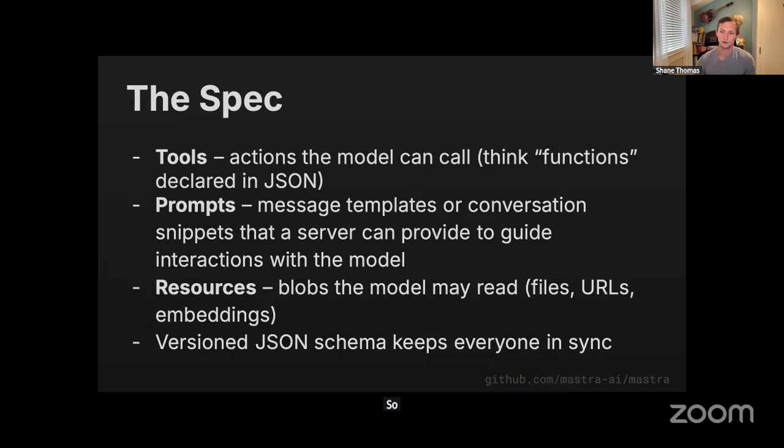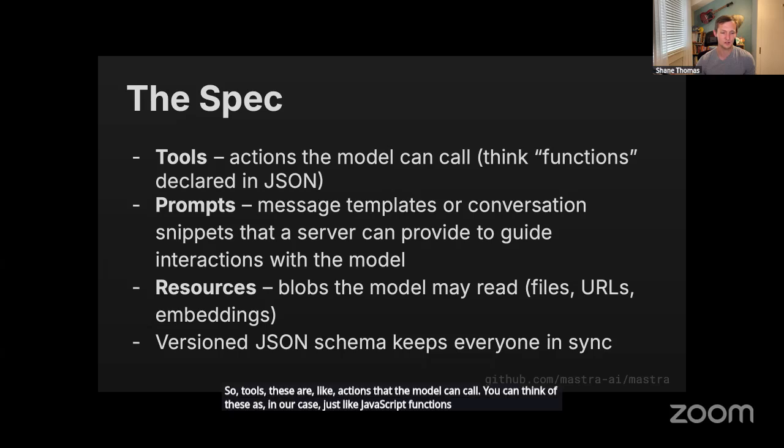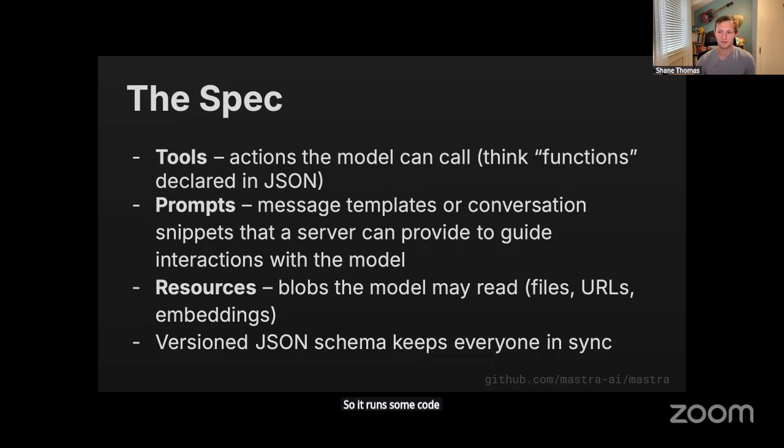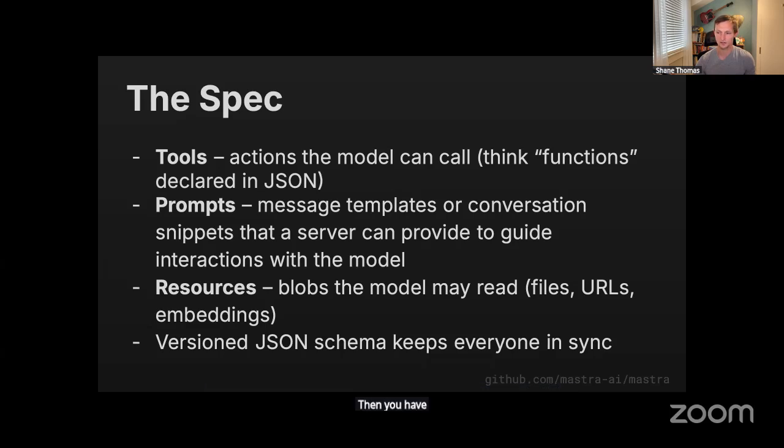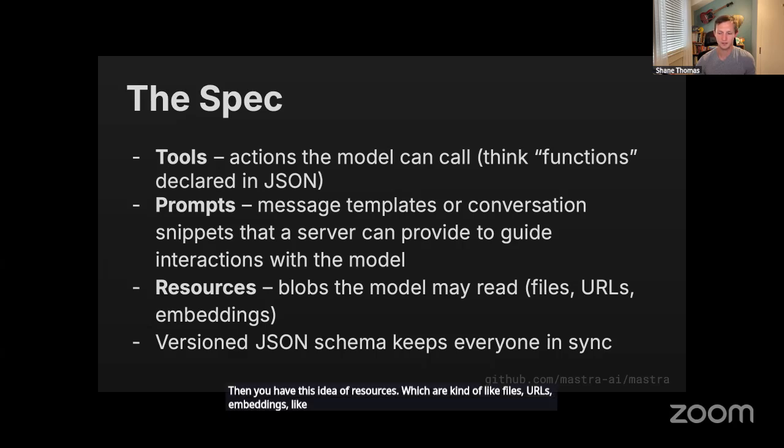So tools, these are actions that the model can call. You can think of these as, in our case, JavaScript functions in many ways. They're just tools, so it runs some code. You have prompts. These are message templates or conversation snippets that a server can provide that guide interactions with how you work with LLMs. Then you have resources, which are files, URLs, embeddings, some kind of blobs, some kind of content the model may read and get data from to add to its context.